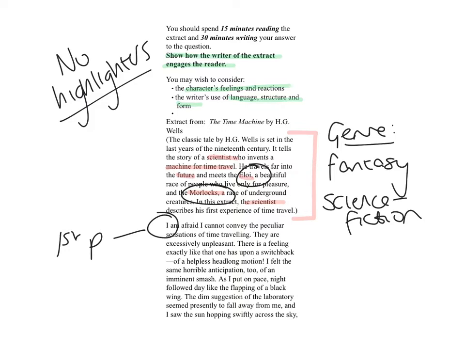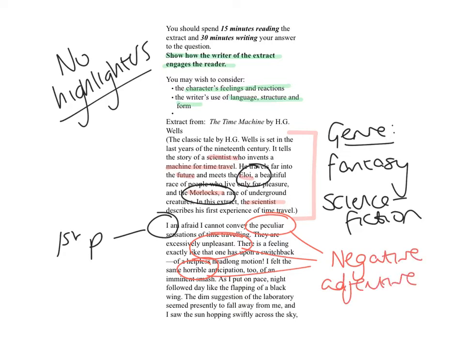And the impact of that experience is conveyed through a lot of negative adjectives. The word peculiar, which means strange. The word unpleasant later on. And then we have this word later, "there's a feeling exactly like that one has upon a switchback of a helpless headlong motion. I felt the same horrible anticipation." So we have in very close succession, and it's not a tripartite list because they're not together, these are just negative adjectives, which are all associated with the narrator's emotions as he begins the experience of time travel. So unpleasant adjectives do that.